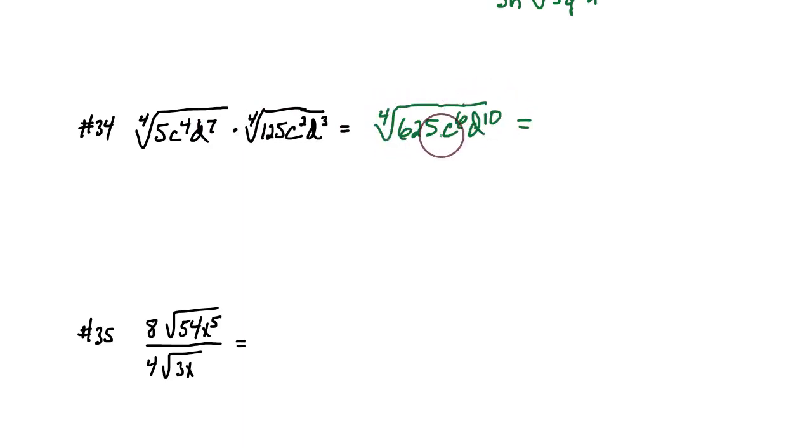Can we find the 4th root of 625? On a calculator, I go 625 raised to the 1/4 power. That just makes 5. So yeah, the 4th root of 625 is just a 5.